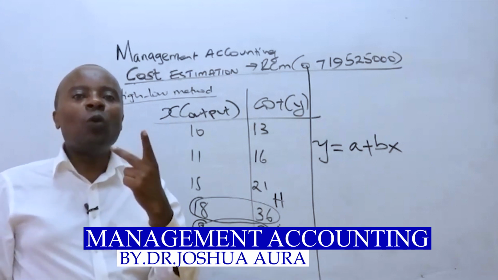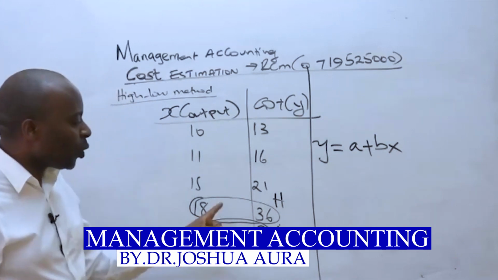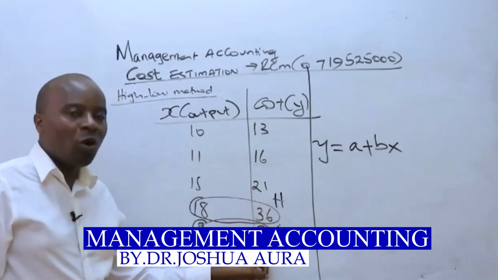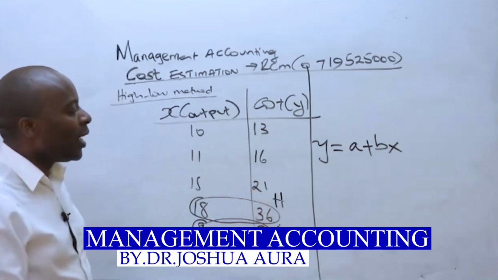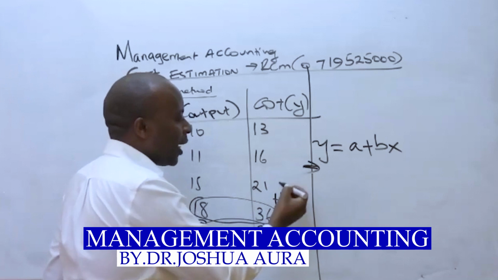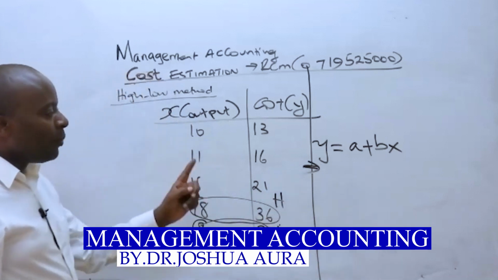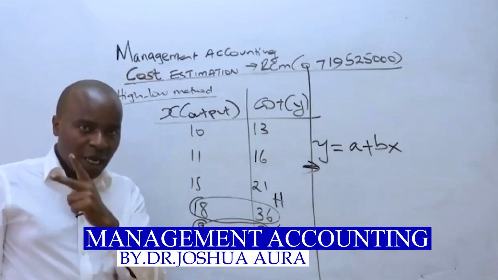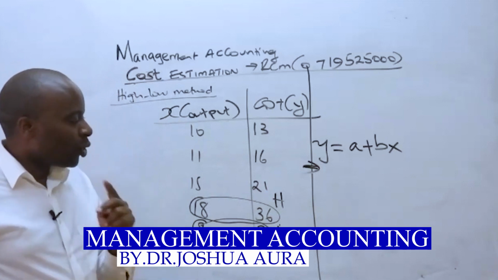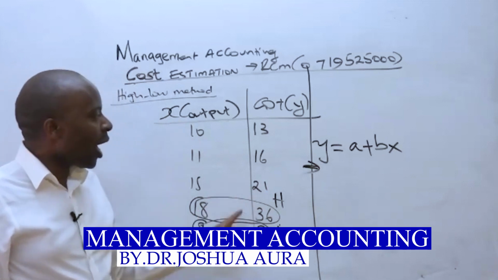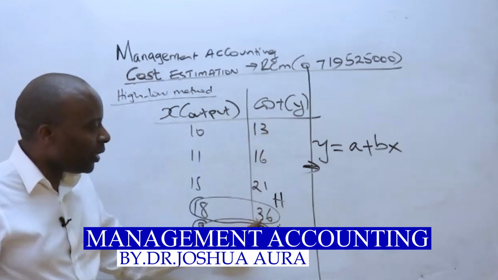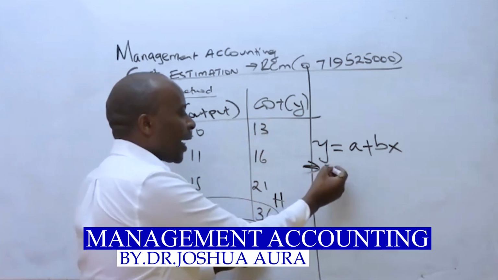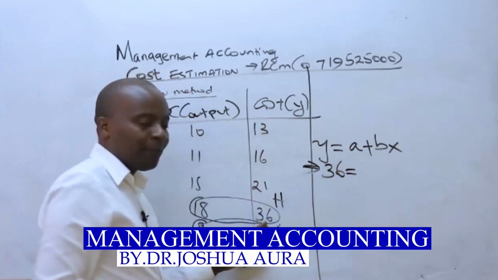Fortunately, the high-low method gives us the 2 points. We have the high, and then we have the low. So for the high, what do we have? Now listen, I'm going to form 2 equations. For the high equation, I can see that Y is 36.